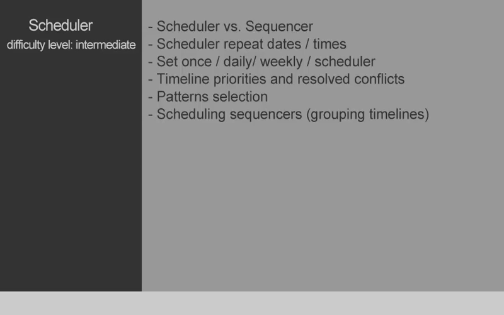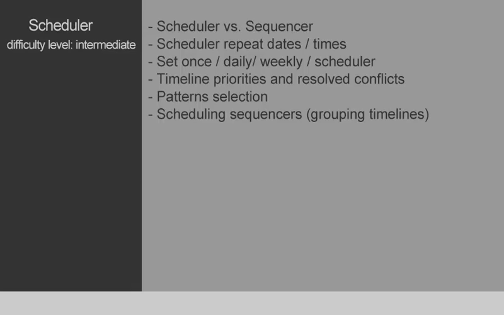In this lesson, we're going to talk about the scheduler. The scheduler is an option for each campaign versus using the sequencer. In a sequencer mode, you simply play one timeline after the next. However, with the scheduler, you can set the repeat dates and the times to actually play back the timelines. And so you can use a scheduler to create a playback pattern.